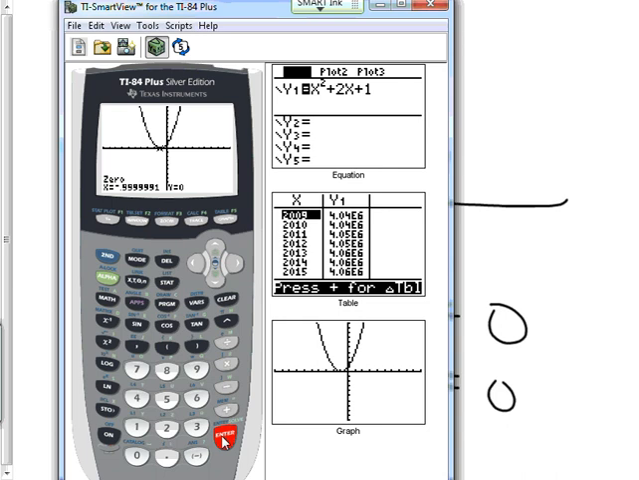-1, comma 0. And which one do we care about? The x, because it's the x-intercept. So x equals -1 is my answer. All right, I just showed you 3 ways to solve that.